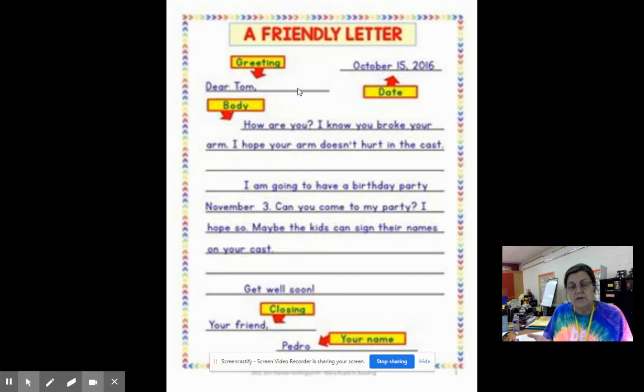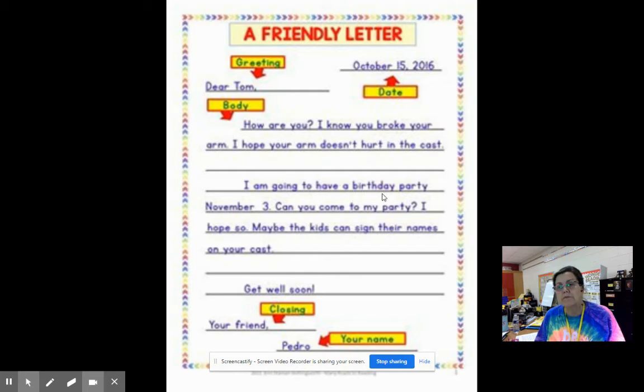It could be somebody you get to play with in your neighborhood, and they've been helpful to you in some way. Maybe they helped you fix your bike, or maybe they helped you rake your yard. Maybe mom or dad had given you a job to do, or take the trash out, or feed the dog, and maybe someone helped you do that, and you want to thank them. Now, this letter isn't about thanking. How are you? I know you broke your arm. I hope your arm doesn't hurt in the cast.